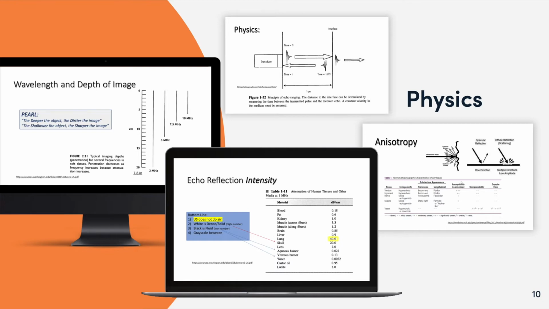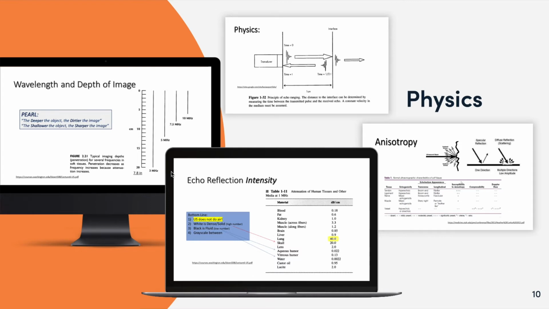When we are imaging the body, the higher the frequency, the more shallow the picture. The lower the frequency, the deeper we can go. And so clearly for imaging pelvic floor and for imaging abdominal muscle structures, we will be using these lower frequencies.